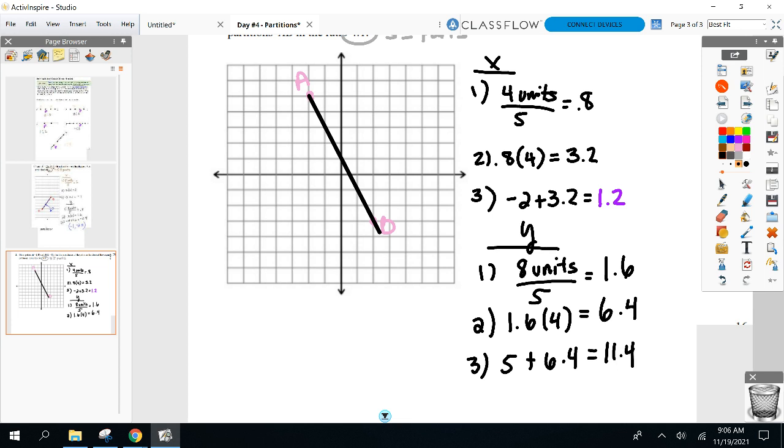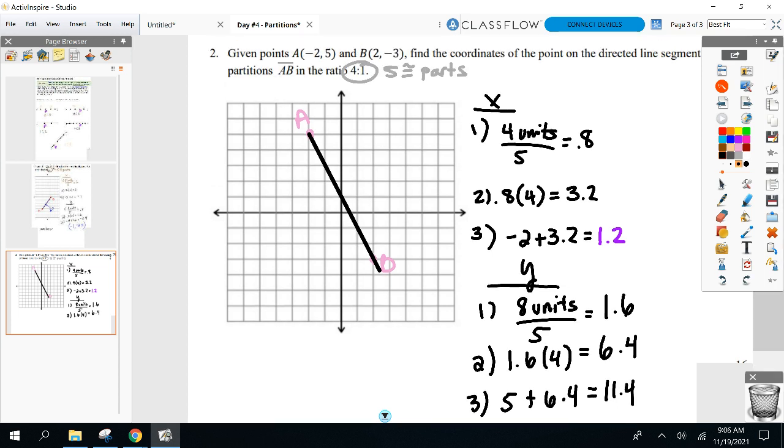What's the problem? What's the problem here? Look at your darn graph. 11.4, are you kidding me? That's not even close to the line. That's way up here. What did I do wrong? Yeah, I added. From A to B on the Y-axis, we're going down. Right? Down. So I don't want to add, I want to subtract it. Does everyone see 11.4? That's ridiculous. That's off the line.